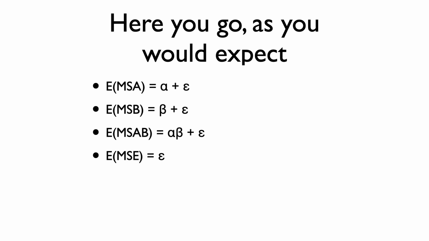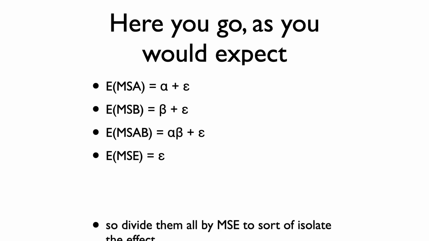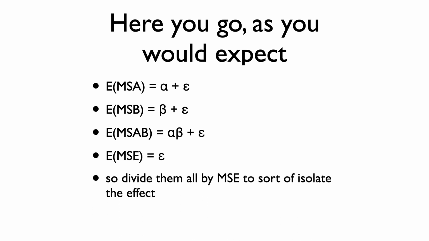Okay, so, questions about that? It shouldn't surprise us. The idea here is to isolate the effect we're interested in. We're interested in alpha or beta or alpha beta, right? We want to know if there's an effect of A, an effect of B, or an interaction. We do that by division. So it looks like we divide by mean squared error and we're fine.